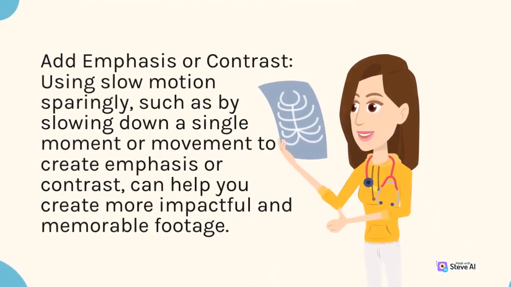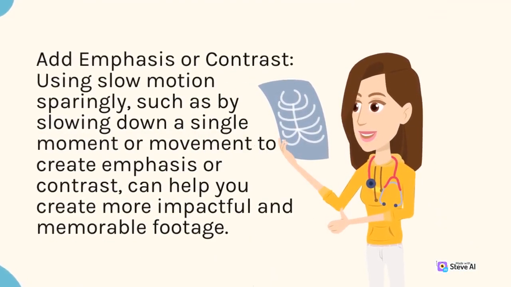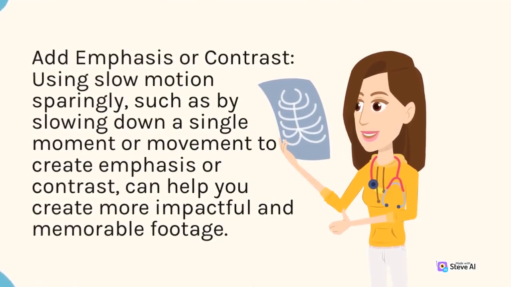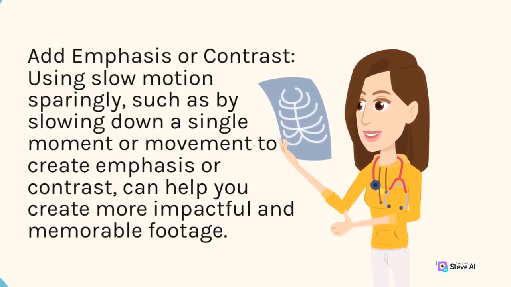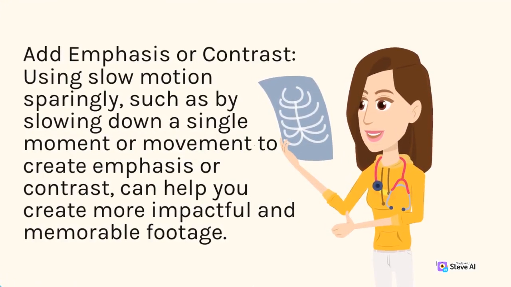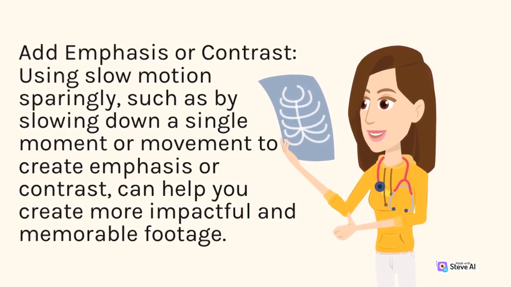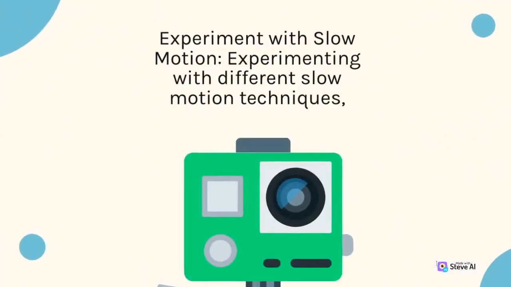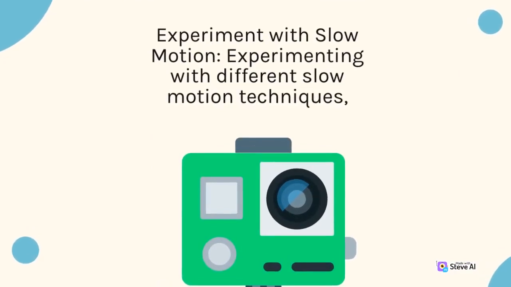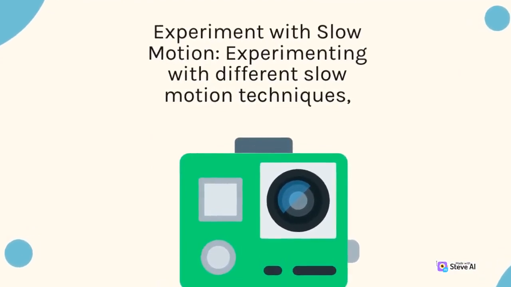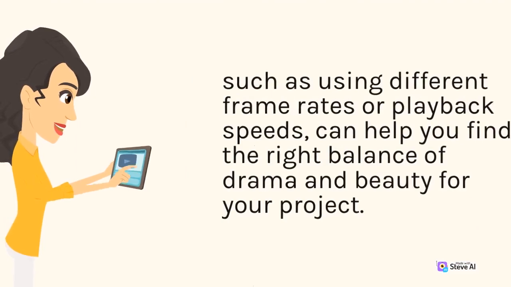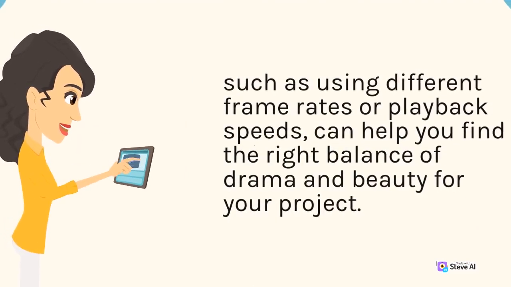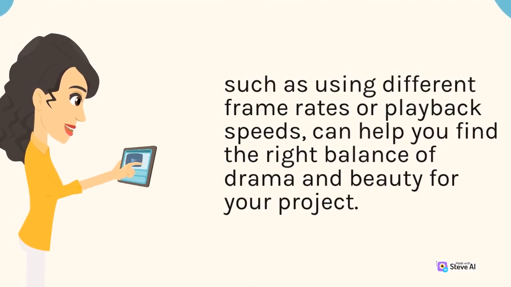Add emphasis or contrast. Using slow motion sparingly, such as by slowing down a single moment or movement to create emphasis or contrast, can help you create more impactful and memorable footage. Experiment with slow motion. Experimenting with different slow motion techniques, such as using different frame rates or playback speeds, can help you find the right balance of drama and beauty for your project.